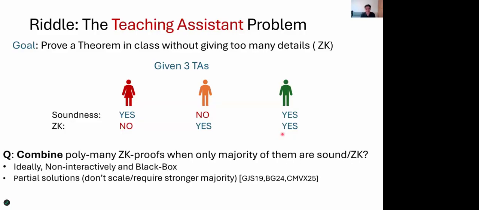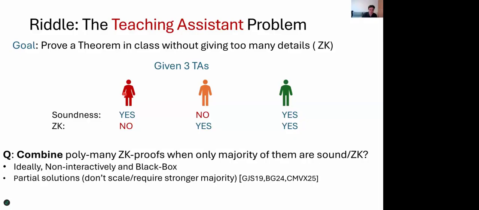More generally, we can think about the problem of combining many zero knowledge proofs, say many faulty components, where only a majority of them are sound, the majority of them are zero knowledge, and our goal is to somehow combine them into a single system that achieves both soundness and zero knowledge. And ideally, we want this combiner to be interactive and black box in the code of these provers or TAs. Currently, we only have partial solutions that either don't scale with the number of components, so they work only for a small, say constant, number of TAs, or require more than an honest majority.